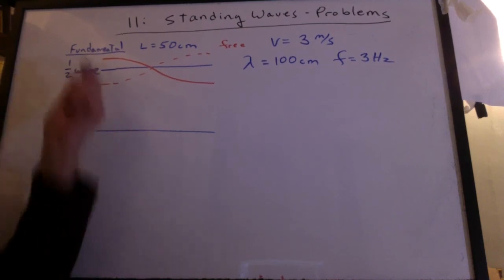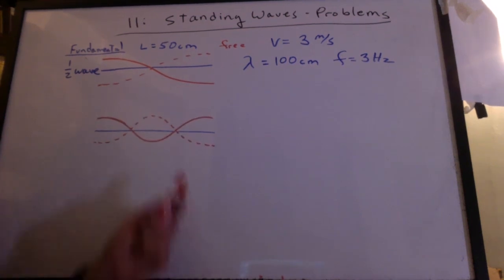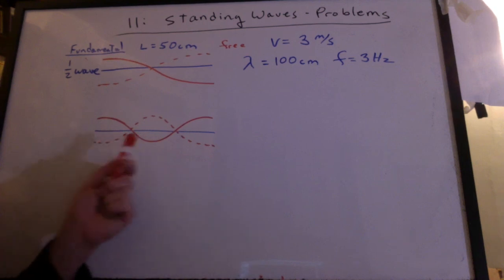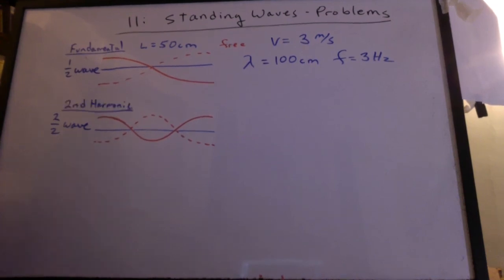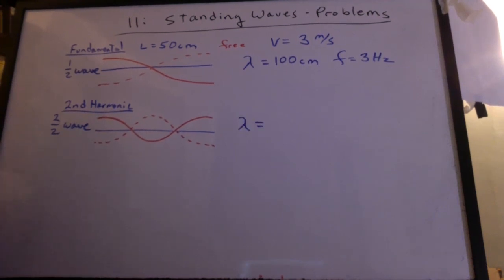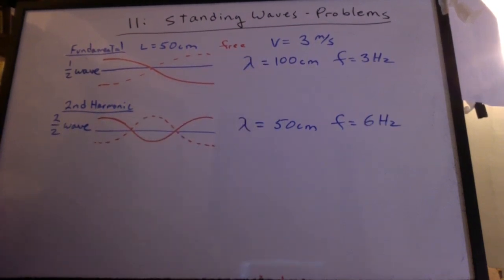What if I started shaking this thing a little faster? What pattern could appear? It's got to be free on both ends. So that means we have to have a maximum on each end, and we squeeze in another half wave. We have 2 of the fundamentals here. That makes a full wave. This is the 2nd harmonic. What's the wavelength? It's a full wave, so it's got to be 50 centimeters. What's the frequency? Well, we've cut the wavelength in half. The velocity stayed the same, and we get 6 hertz.